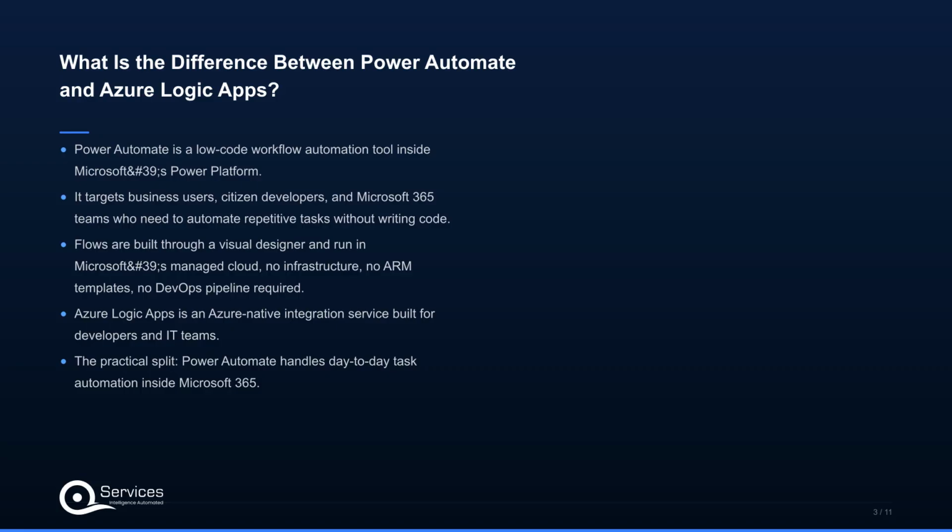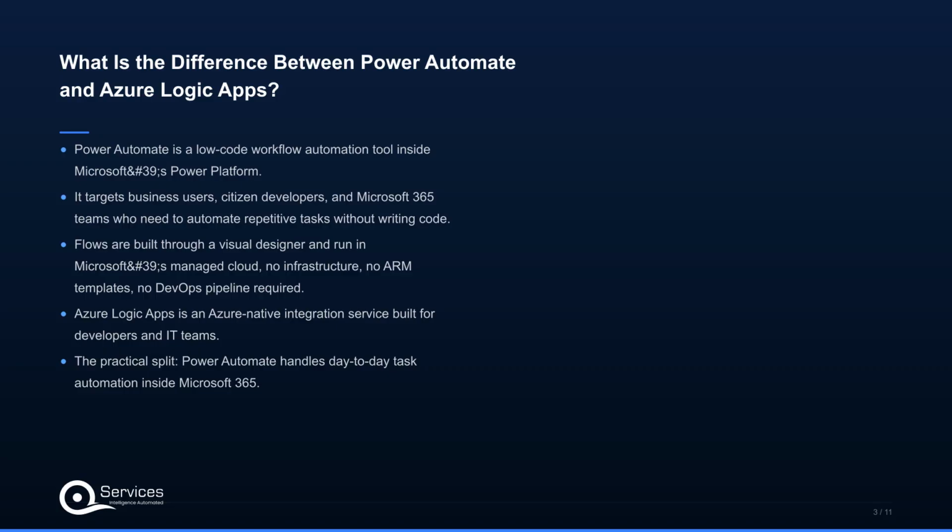Azure Logic Apps is an Azure native integration service built for developers and IT teams. It shares the same underlying runtime as Power Automate, but the deployment model, pricing, governance controls, and operational tooling are fundamentally different. Logic Apps workflows deploy as Azure resources, integrate with Azure DevOps and Bicep/Terraform, and connect to enterprise monitoring tools like Azure Monitor and Application Insights.